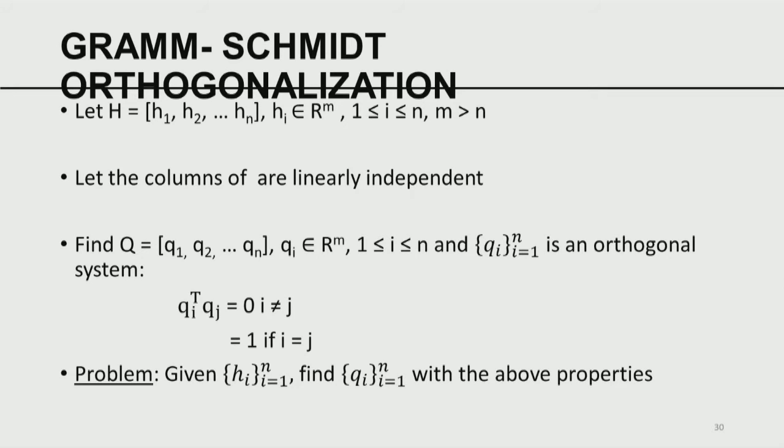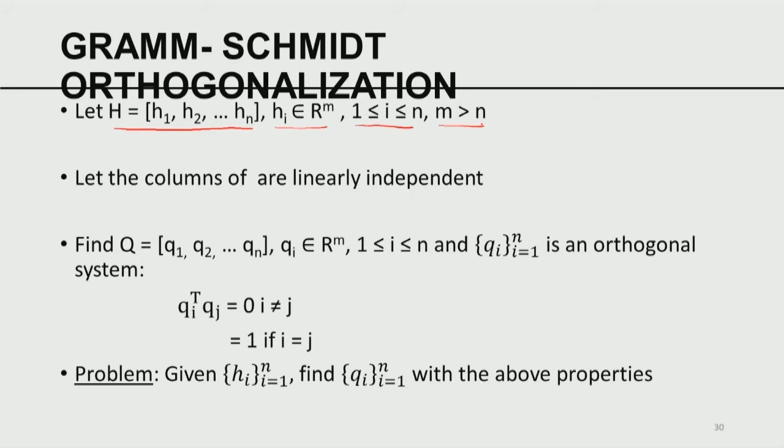To that end, let H be an M by N matrix. Each of the hi is a vector in R^M. So there are N vectors, each of size M. i runs from 1 to N, M is greater than N. So there are N columns, each column has M rows. I am going to assume the columns of H are linearly independent.